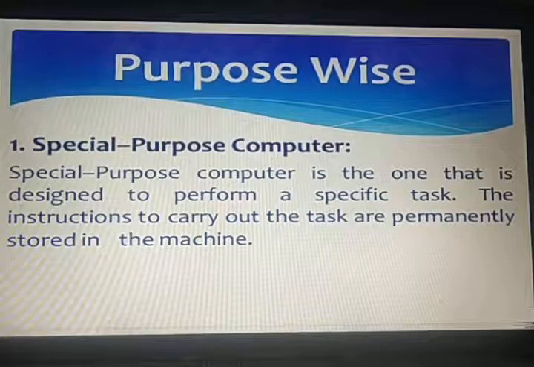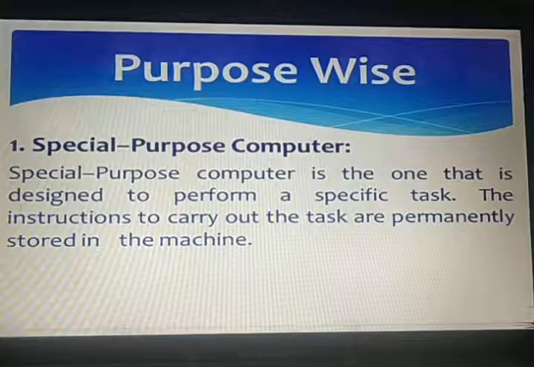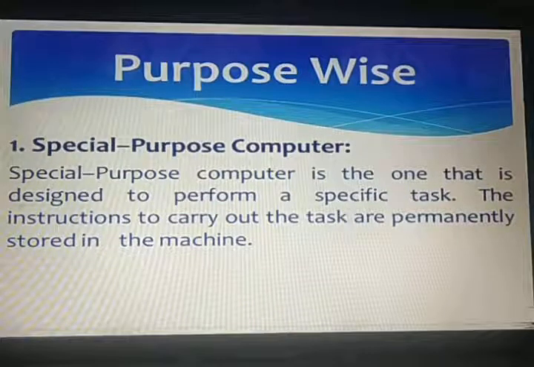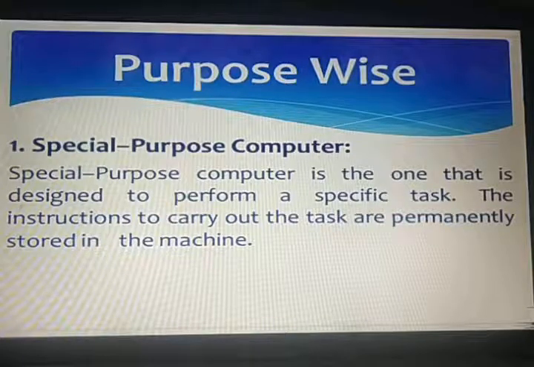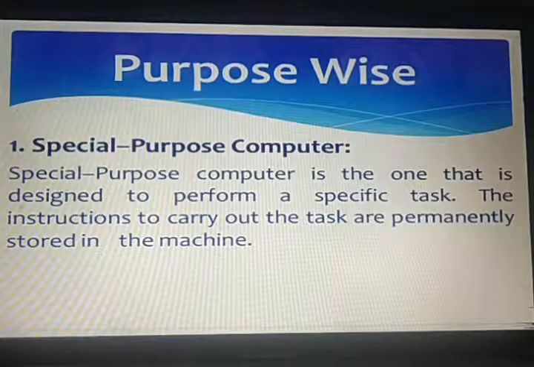As the name states, a special purpose computer is designed to be task specific, and most of the time their job is to solve one particular problem. They are also known as dedicated computers because they are dedicated to performing a single task over and over again.